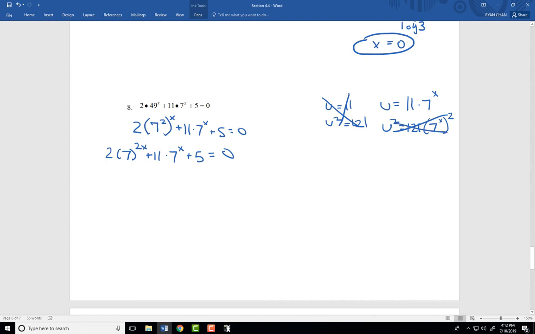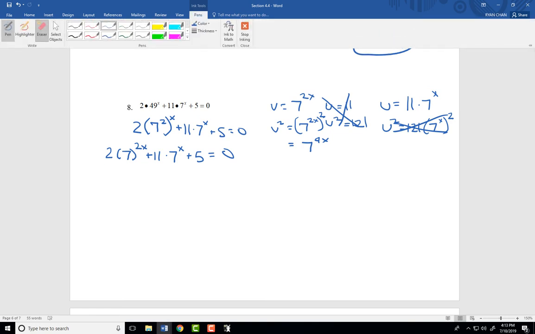Or for example, let's say I think u is equal to 7 to the 2x. Notice if I square both sides, I'm going to multiply, so I have 7 to the 4x. As you can see here, I don't have 7 to the 4x. So when you do your u, and then when you square, both of those items should match some piece of your equation. So these are all wrong. Let me erase this.